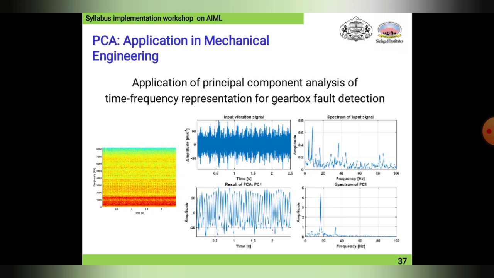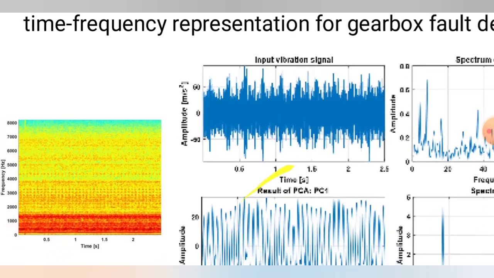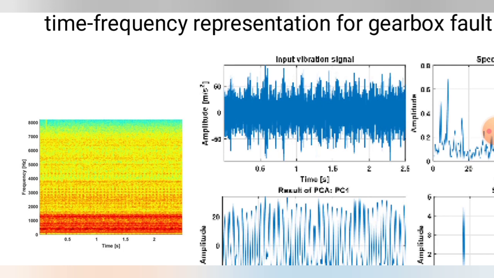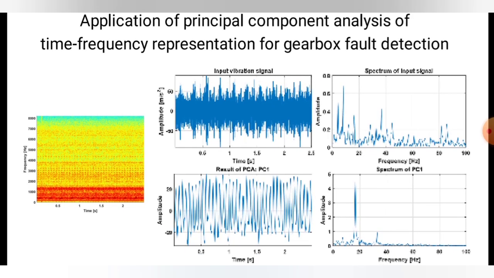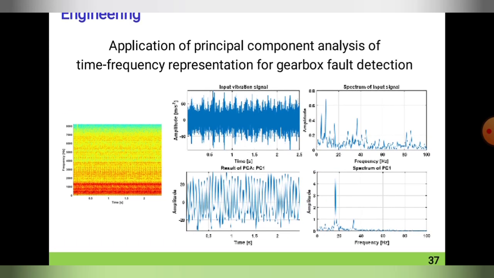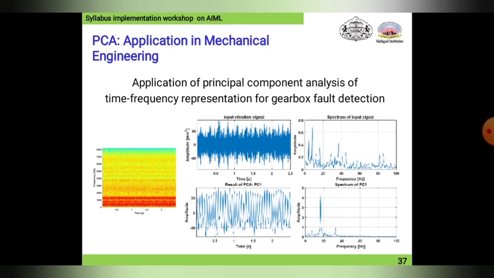Now this comes to the graphical representation. The application of principal component analysis on time frequency representation for gearbox fault detection is shown here. Here you can see the frequency versus time patterns. The red one means fault frequency, or critical, with respect to time, and the green one is natural frequency. So generally, with the help of the frequency or the cyclic wave formation, it will detect the fault in the gearbox with the help of the data sets.